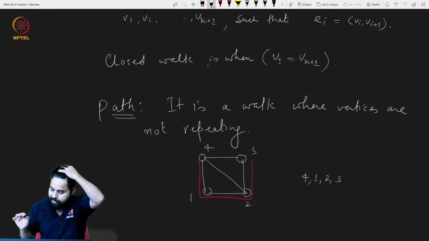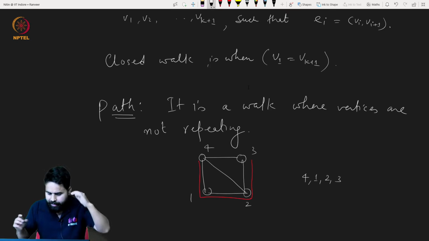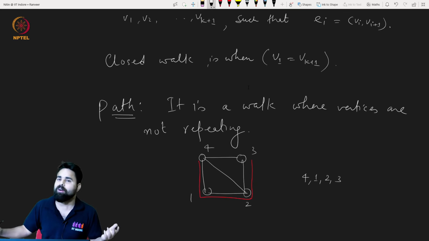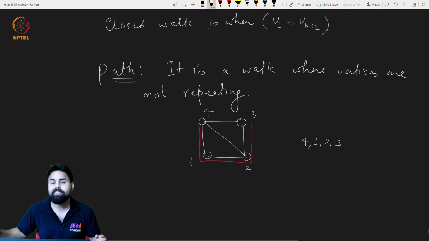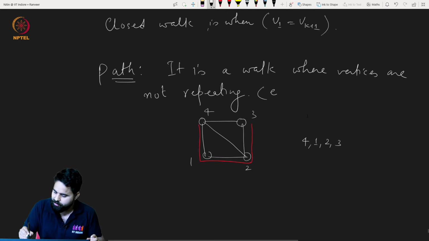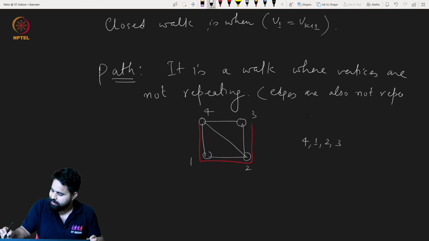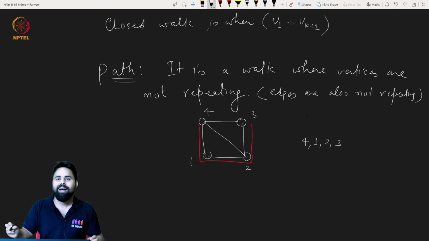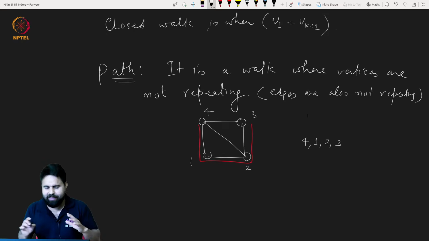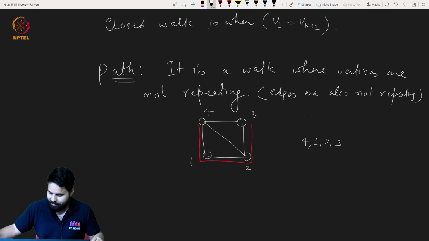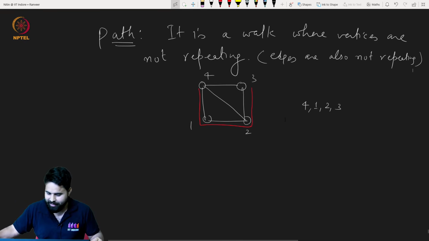Okay, very good. So it's a restricted version of a walk. Now since these vertices are not repeating, edges are also not repeating. Very good. I hope these concepts are very simple, right? We are just doing some recap of it.